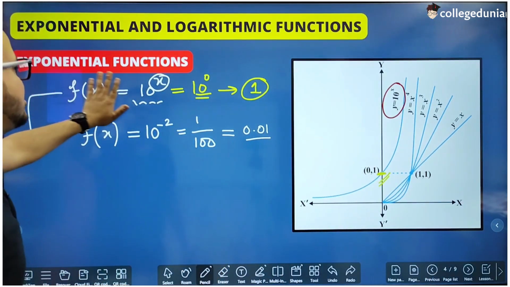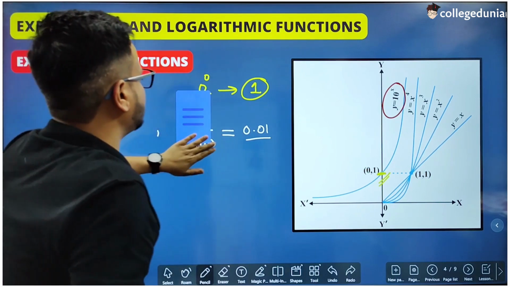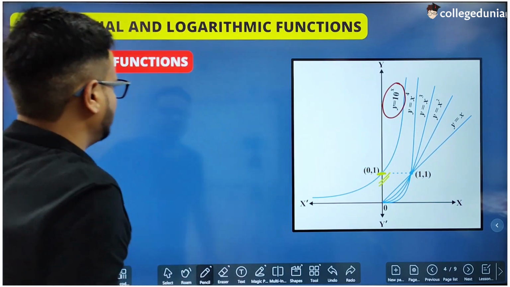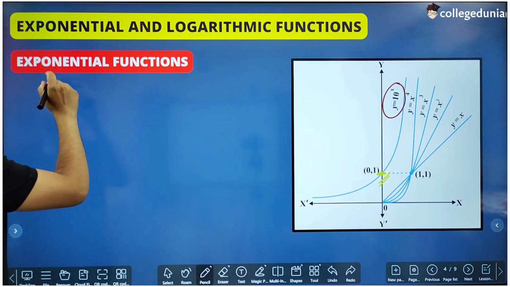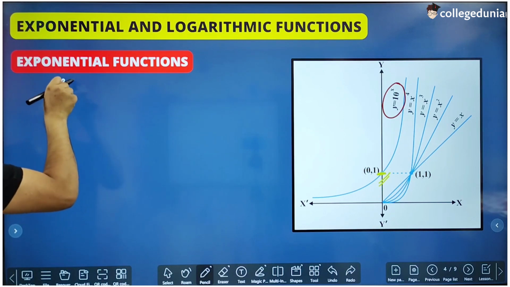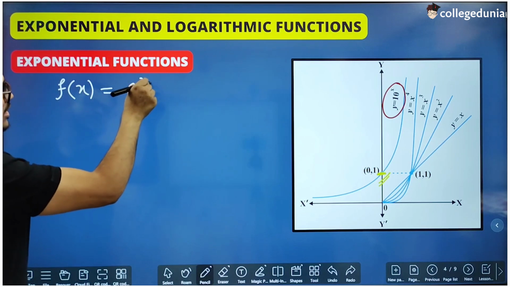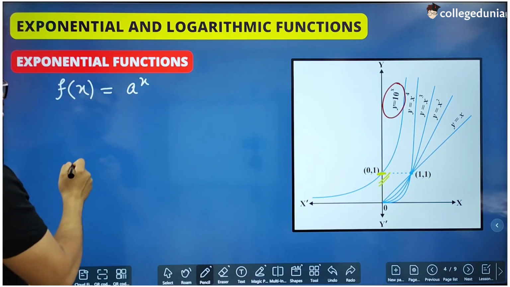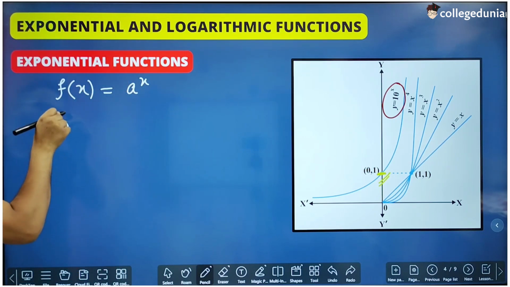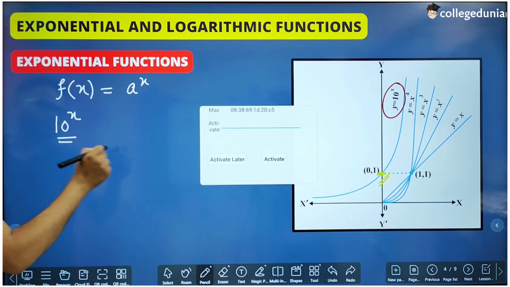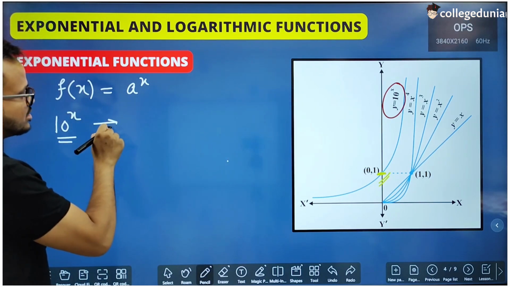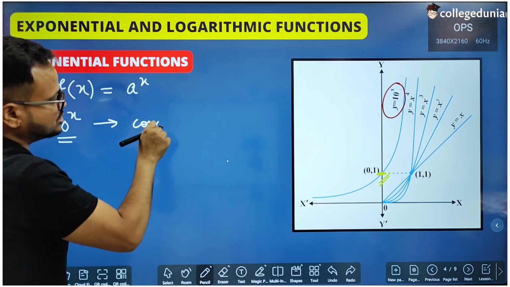So this is an exponential function, any real number raised to power x. The general form of an exponential function is simply a raised to power x. So 10 raised to power x is called the common exponential function.